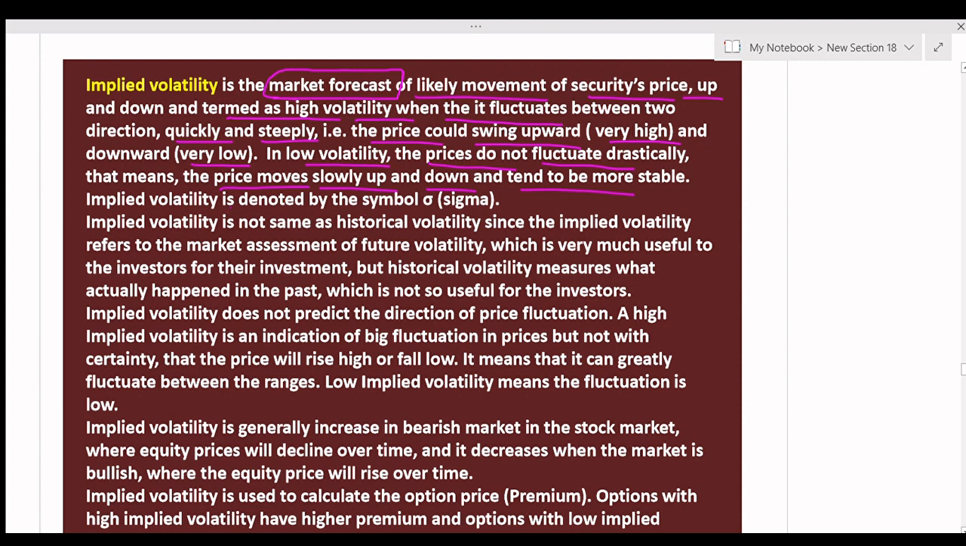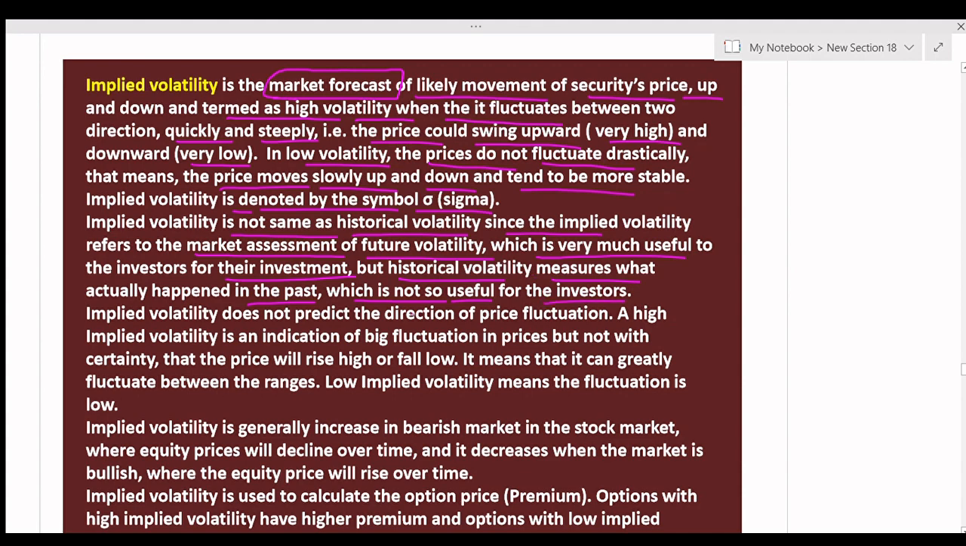Implied volatility is denoted by the symbol sigma. Implied volatility is not the same as historical volatility, since implied volatility refers to the market assessment of future volatility, which is very much useful to the investor for their investment. But historical volatility measures what actually happened in the past, which is not so useful for the investors.